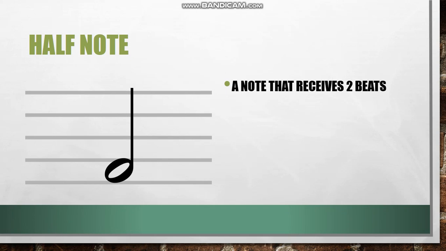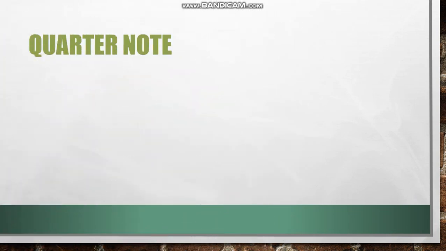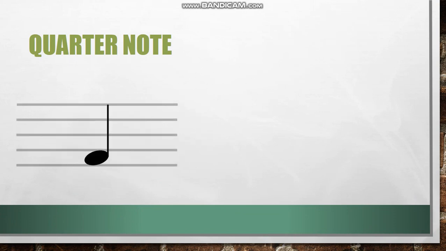Now that we know our half note, we're going to do the same thing with the half note that we did with the whole note. We're going to take that half note and cut it in half. If we cut 2 beats in half, how many beats will we have? If you said 1 beat, great job. So now you know the beat value of a quarter note.